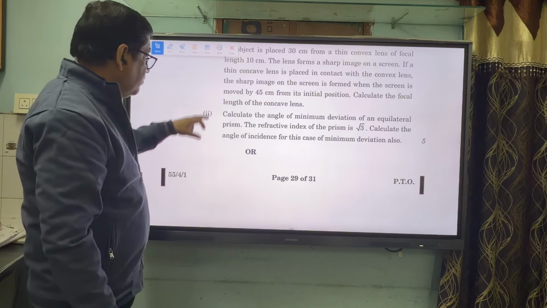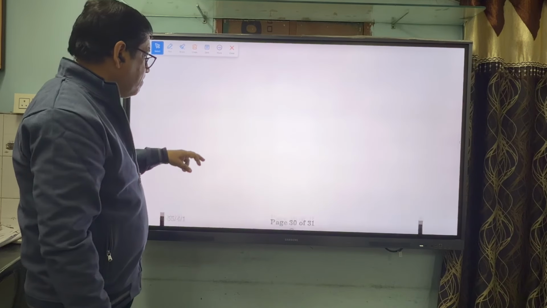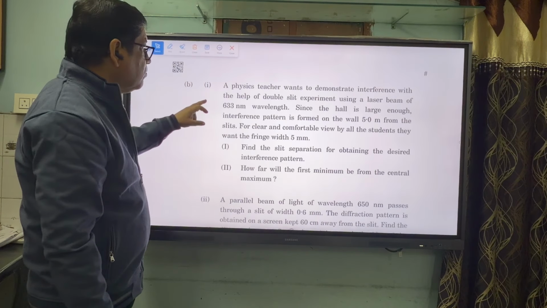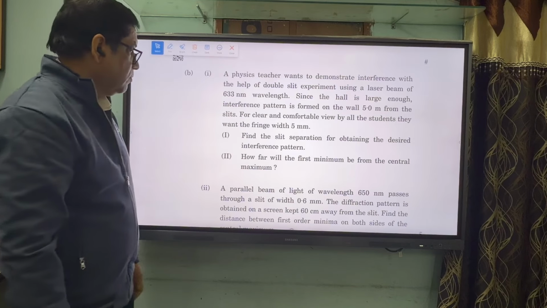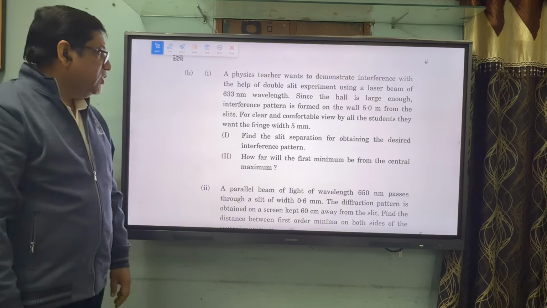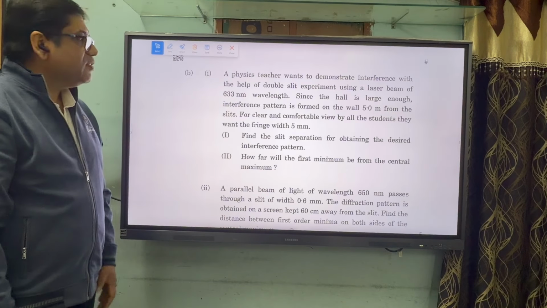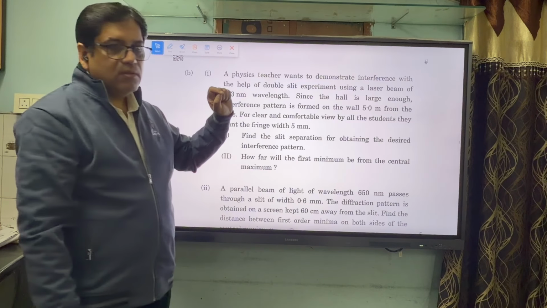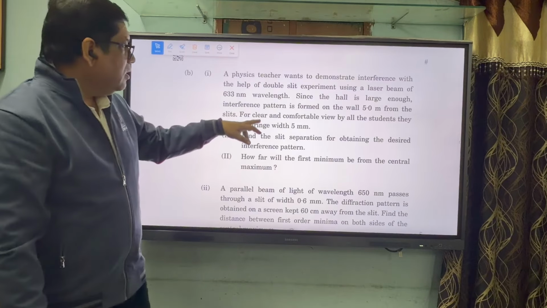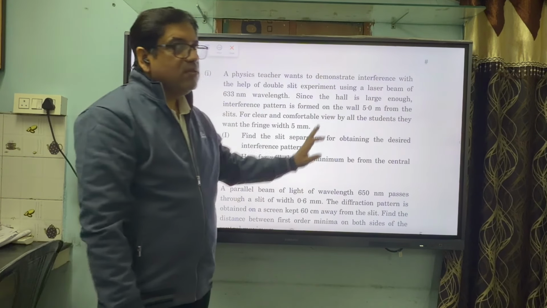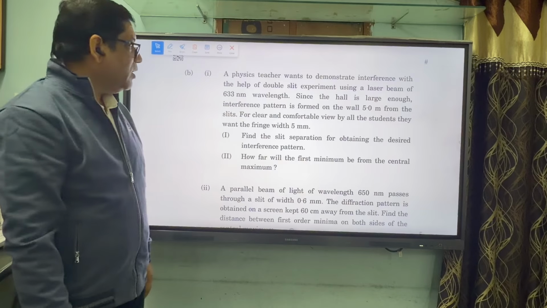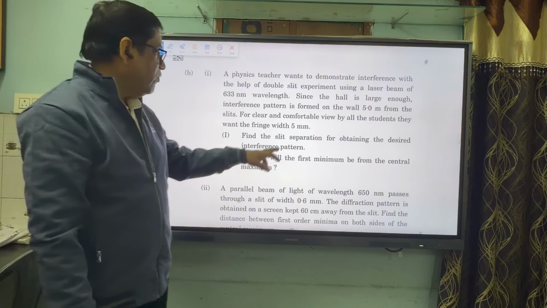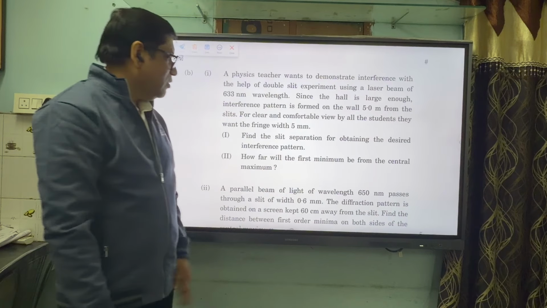Next question. A physics teacher wants to demonstrate interference, double slit experiment. Wavelength is given, Young's double slit experiment है. Distance of screen is 5 meter. जहाँ पे इमेज बननी, capital D given है आपको, और फ्रिंज विड्थ आपको given है. आपको बताना है कि स्लिट विड्थ कितनी है.